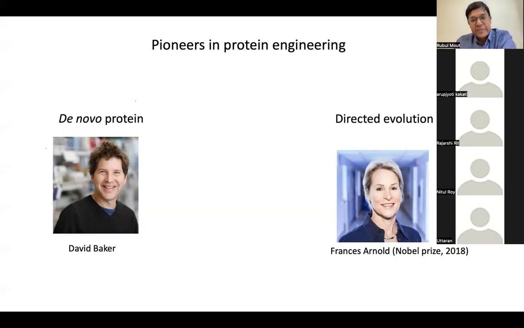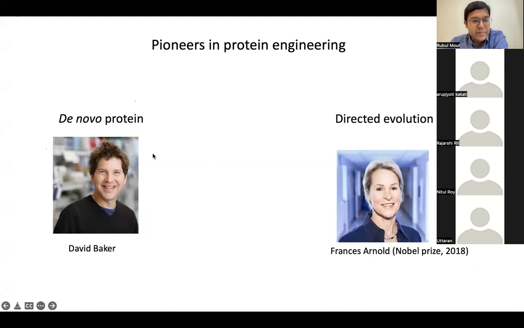Nature has been doing this kind of evolution over billions of years to get new functions, but you can do it in the laboratory, and that work is very profound. Most protein engineering in the industry these days uses this kind of directed evolution, and obviously that's why Arnold got the Nobel Prize in 2018.